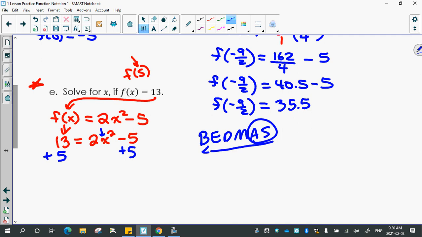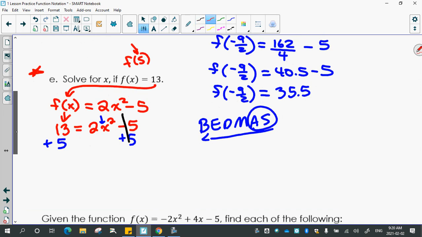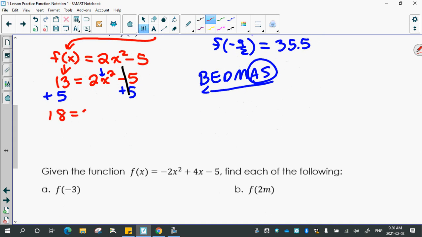Okay, so I created a 0 pair there. And then I have 18 on this side. What would I do next? Divide both sides by 2, so I undo the multiplying, dividing. So that's going to give me 9 equals x squared. Next up. Yep. Square root both sides. That undoes the exponent.